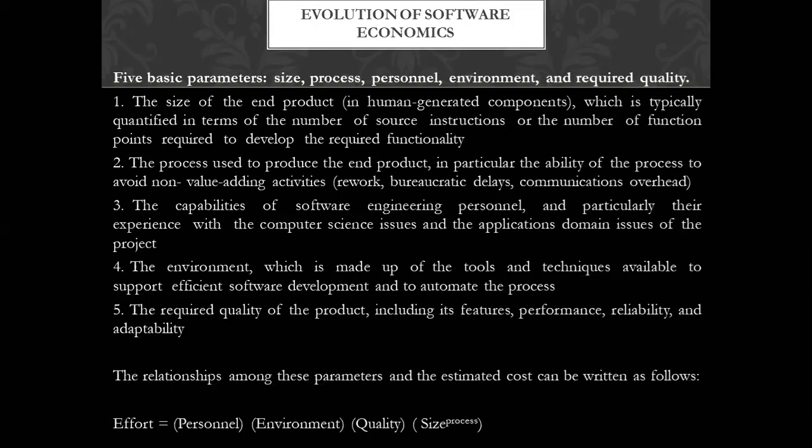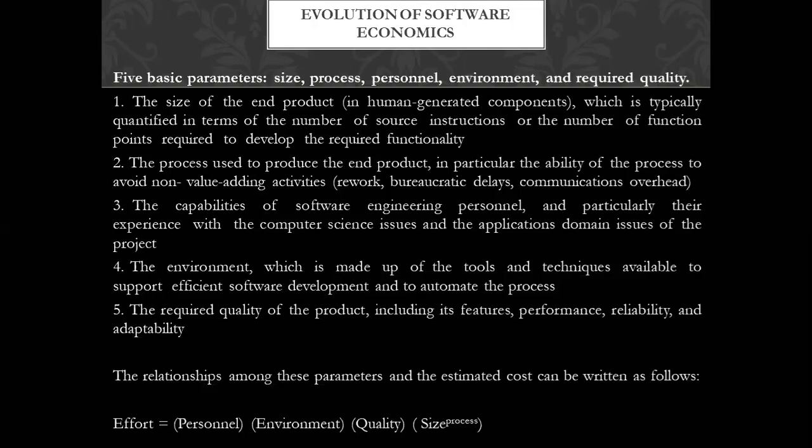And here the relationship among these parameters and the estimated budget can be written as follows. The effort is evaluated by utilizing the personnel, environment, quality parameters. Some predefined values will be appended over here in their place, into size raised to the power process. So that process will also have some predefined value, which in numericals is most of the time given. So that is how these factors are affecting the complete thing, and on the basis of these factors, the complete effort is to be evaluated.